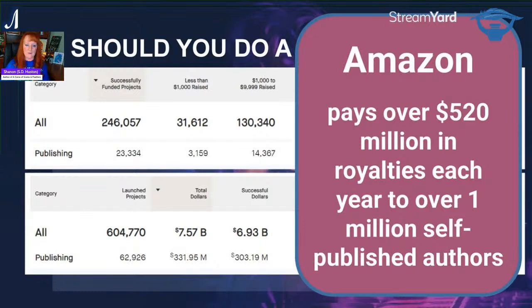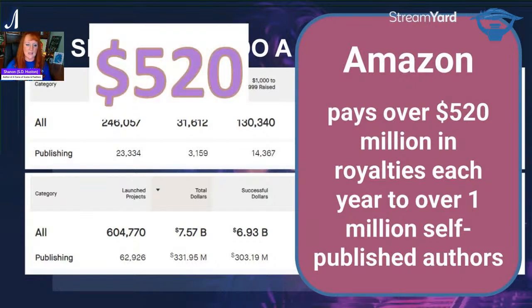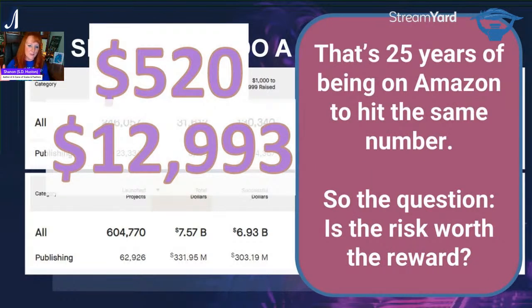They say they pay over $520 million in royalties each year to over 1 million self-published authors. What does over mean? Is it 520 million and $1, or 1 cent? We don't know, but if we take it at the figure that it is, each author roughly makes around $520 in a year. Again, these are rounded figures, and they're averages.